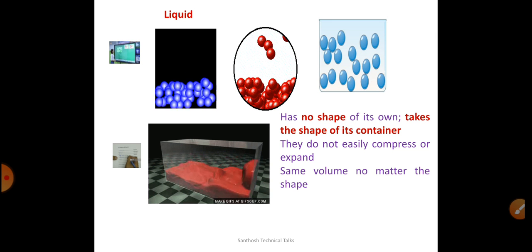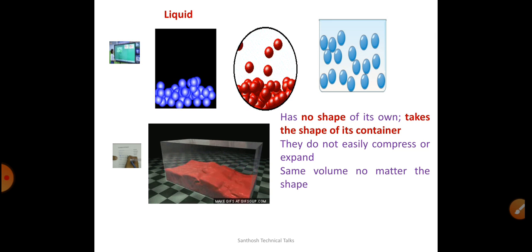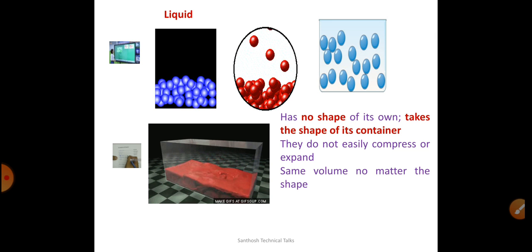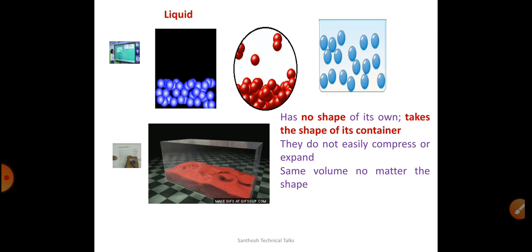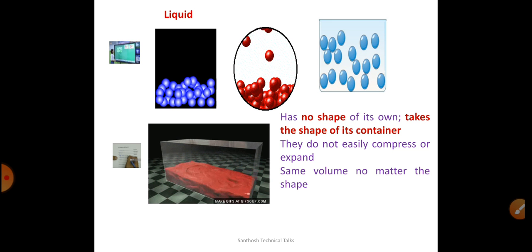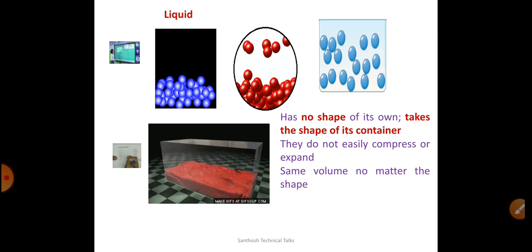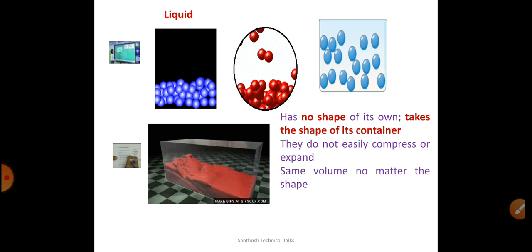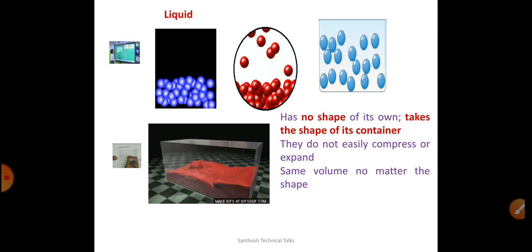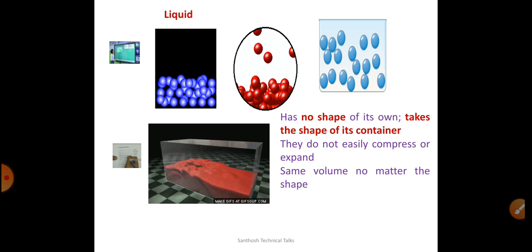it doesn't have any shape of its own. It can take the shape of the container where it is being used. They are not easily compressed or expanded. The same volume no matter what the shape is. So that is the property of the liquid.